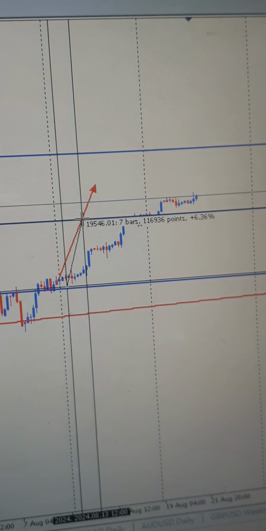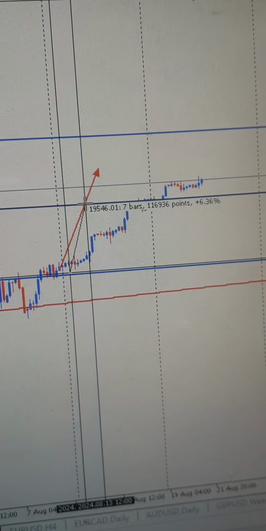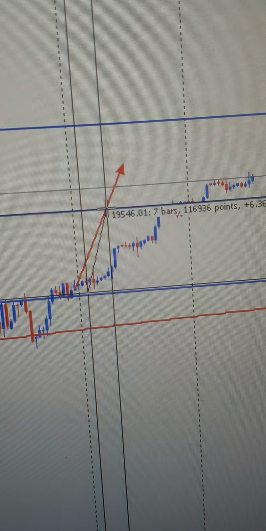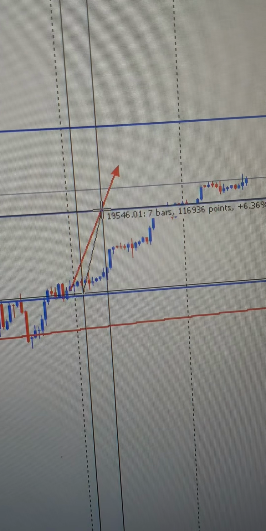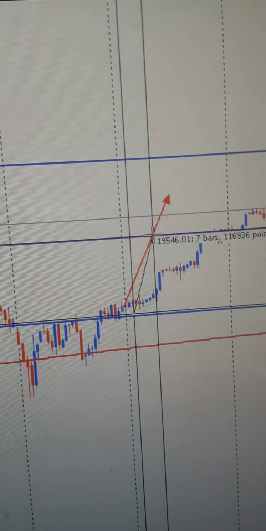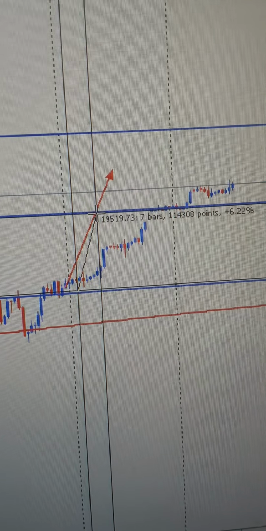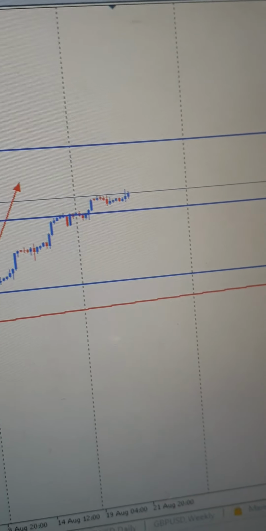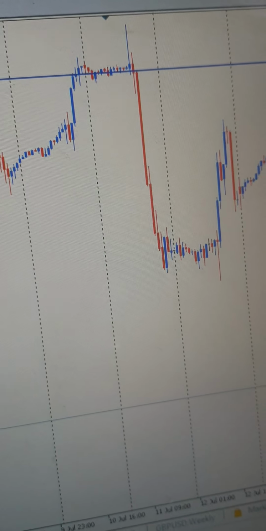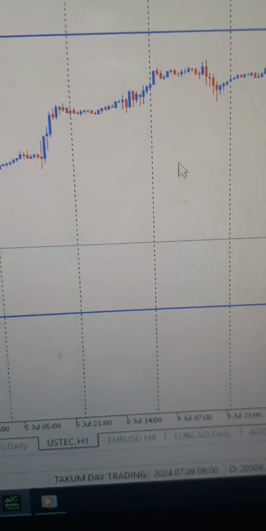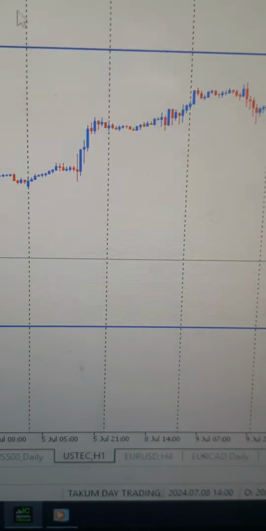So how many pips do we have? We have about, damn, so many points. 11,609. That's 116,936 points. Look at it. If I was doing swing trading on the 4 hour, oh, that's a lot of money. A whole lot of money, guys. What is this? US Tech. You see? US Tech. So now, guys, a whole lot of money.